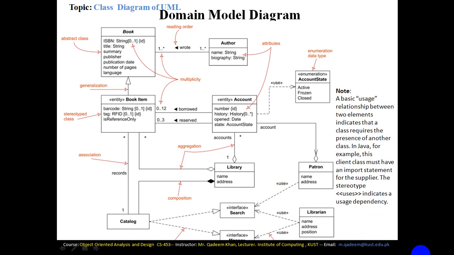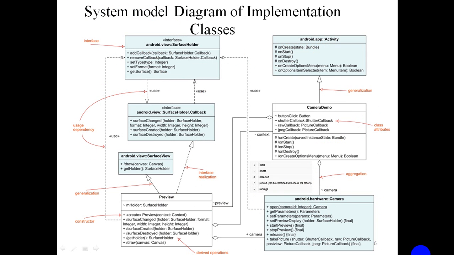Again, I want to repeat that in the domain model class diagram, we do not specify any sort of operations or functions. Another class diagram is called the system model, or the implementation class diagram. In system models, we specify the attributes as well as the functions. So we specify everything here.